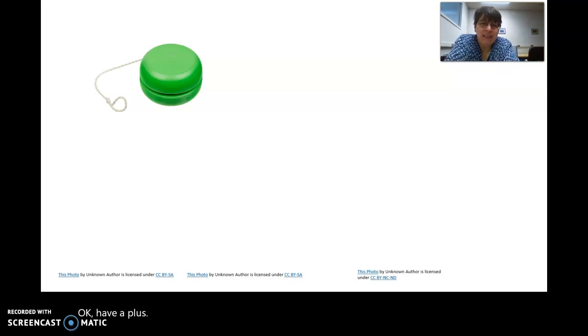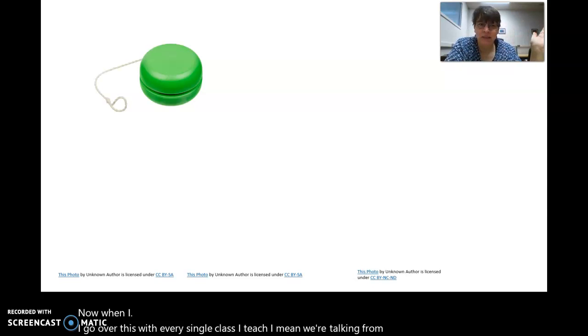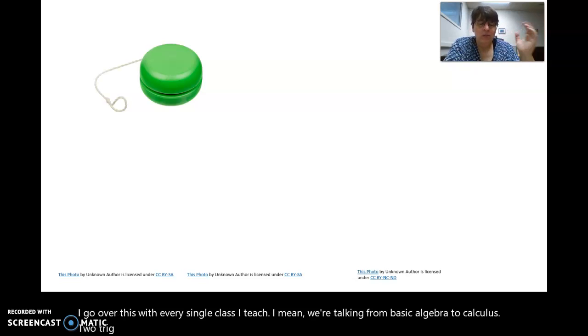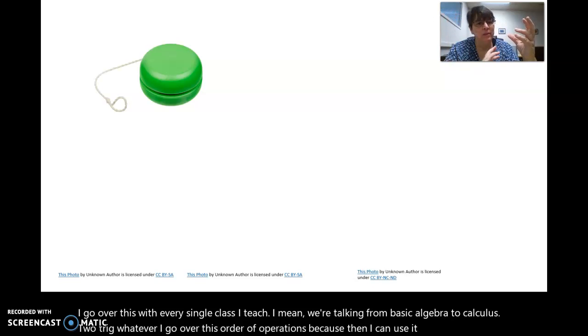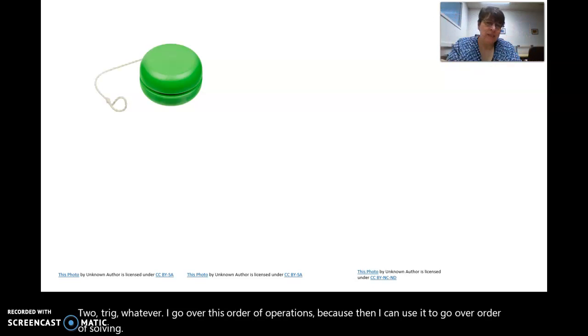Now, I go over this with every single class I teach. I mean, we're talking from basic algebra to calculus to trig, whatever. I go over this order of operations because then I can use it to go over order of solving. So I say it's like a present.